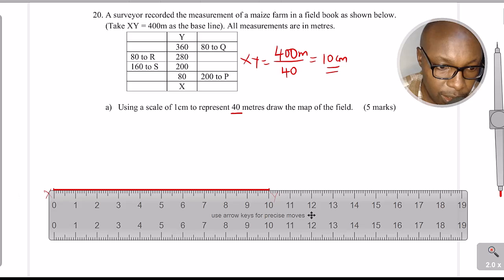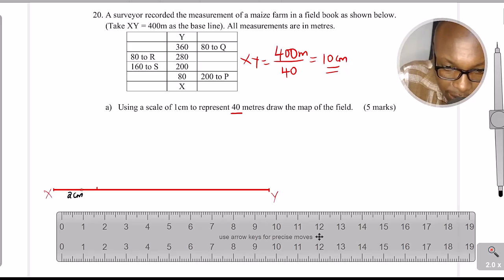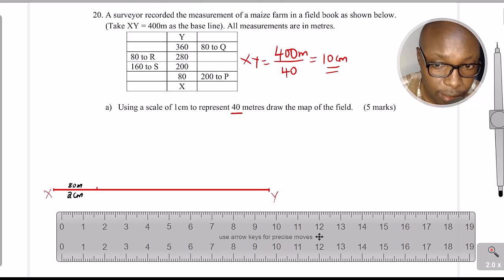So 2 centimeters. Let me mark 2 centimeters. It will be here, and that is equivalent to 80 meters. I'll indicate the measurements here so that you can see them properly. So this is 2 centimeters and it is the one that is equivalent to 80 meters. Then from there, we go 200 meters to P.